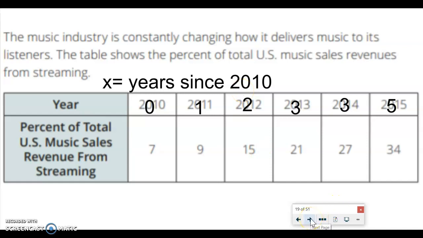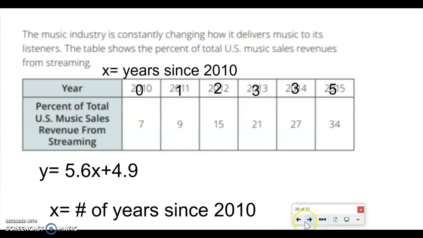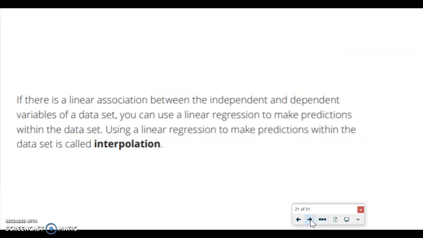Now, when we find out what the equation is, which we'll talk about tomorrow, it turns out to be y equals 5.6x plus 4.9, in which x is the number of years since 2010. So I want to use this equation to find some predicted values, if I were to follow this model. When we look at data, if there is a strong linear association between independent and dependent variables, or x and y values, you can use a least squares or linear regression line to make predictions. Using the line of regression to make predictions within the data set is called interpolation.